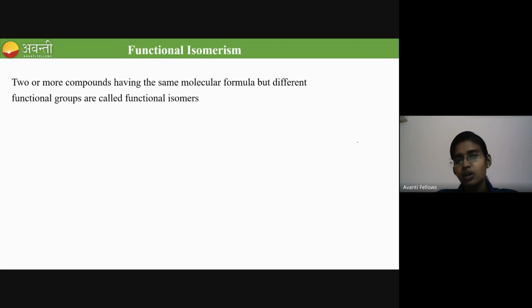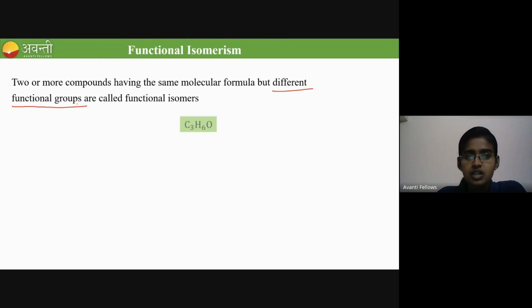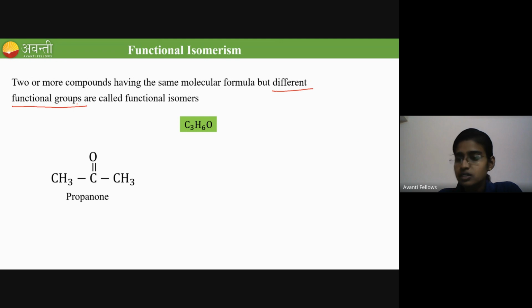Two or more compounds having the same molecular formula but different functional groups are called functional isomers. Here, the functional group itself is going to differ for both the compounds. I'll show you an example for C3H6O. You can see a compound on your screen, which is called propanone. What is the name of the functional group present here in propanone? Can you guess the name of the functional group, the class of compound that we discussed in the last class?